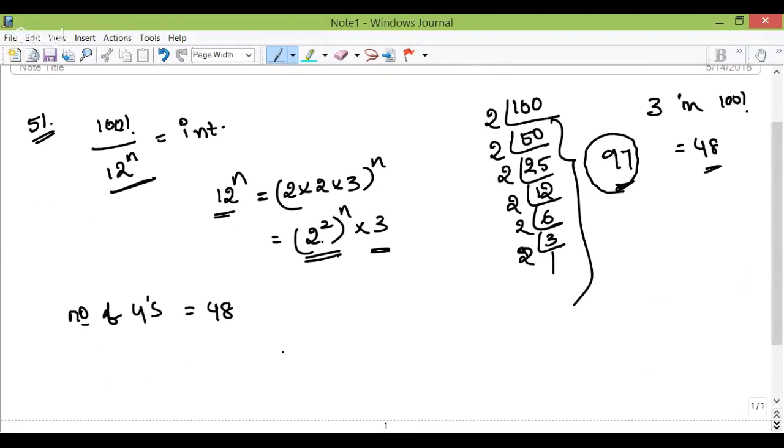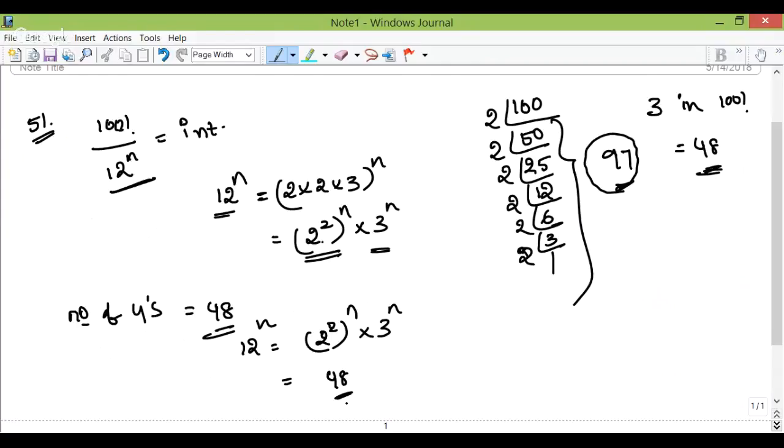Now here, in order to get 12, we need 2 2's and 1 3. So the maximum number of 12's we can form using this number of 4's and number of 3's is 48, because we have the same number of 4's and the same number of 3's.